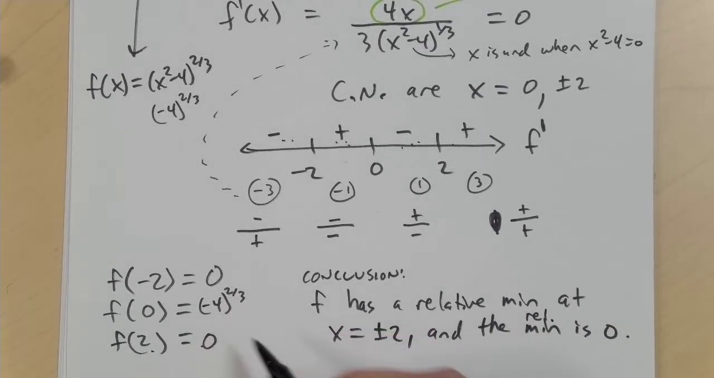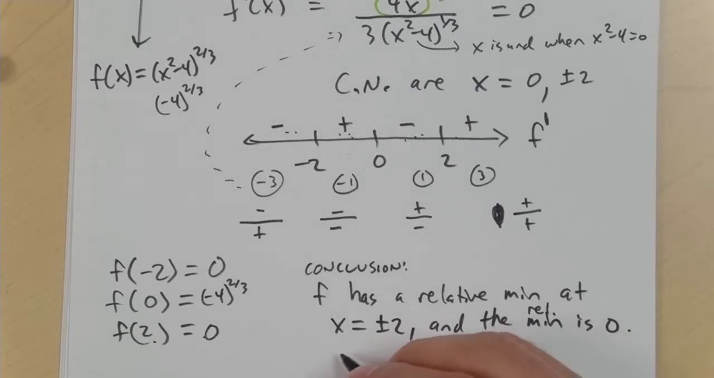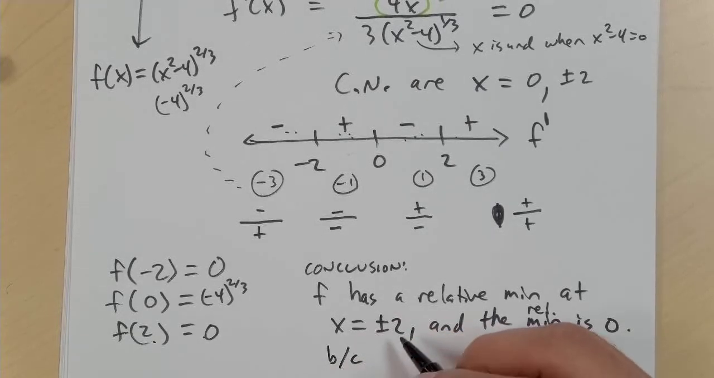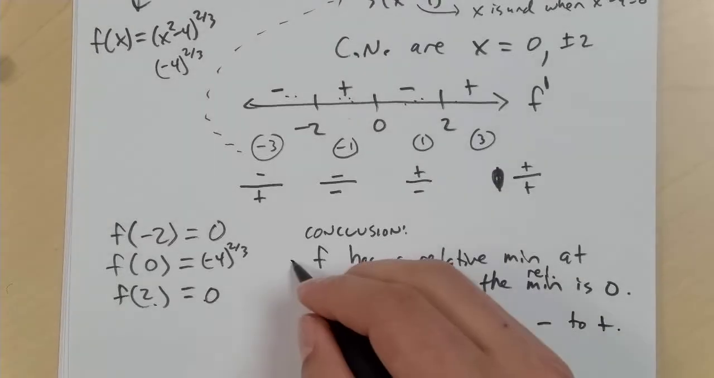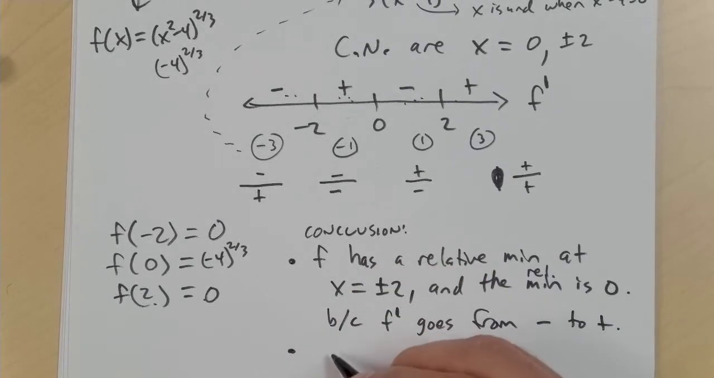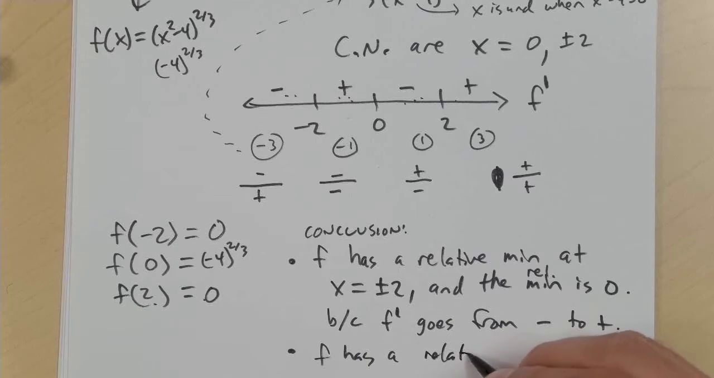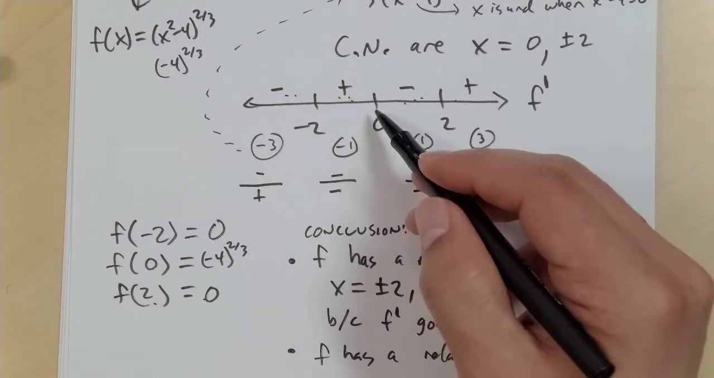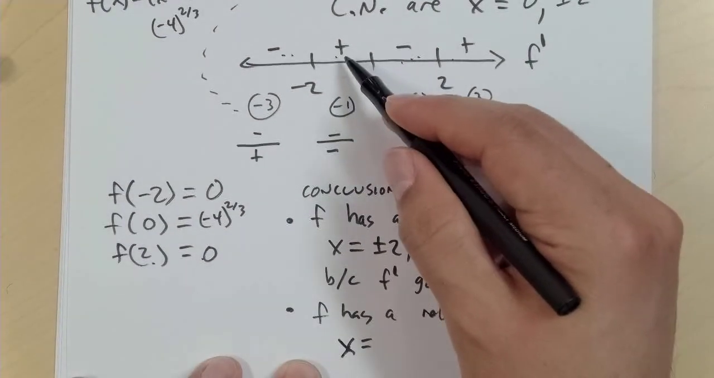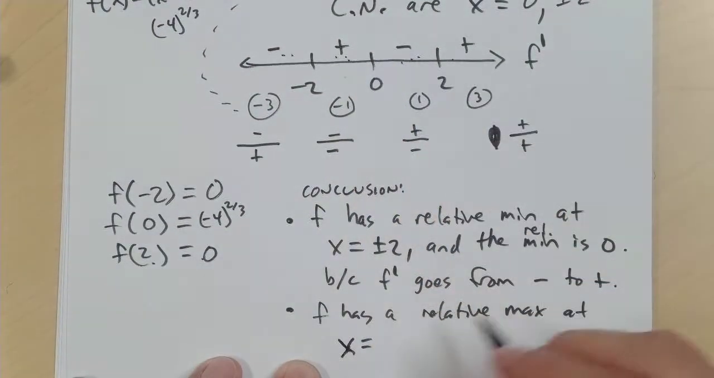We found that over here, right? And the reason for that is because the derivative goes from negative to positive. So that's the first set of conclusions. The second one is that f has a relative max at x equals 0, because here we change from positive to negative.